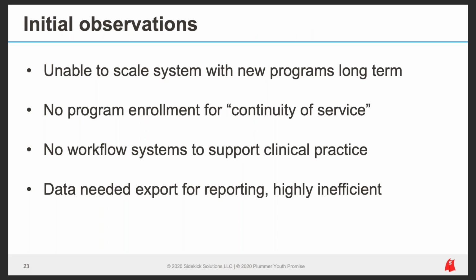So when we mapped out Plummer's system, we found that there were 4 major takeaways. Unfortunately, the system just wouldn't scale long term because each program had its own set of forms and its own set of reports. So every time a new program was added to Plummer's mix in Apricot, there'd be a new intake form, a new progress note form, new assessment forms, and new reports to govern each program. In total, these programs were working in silos.